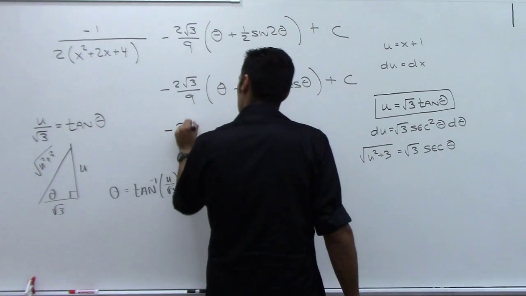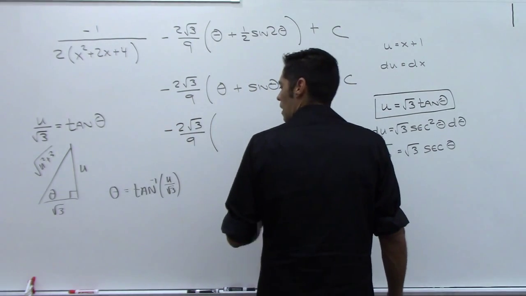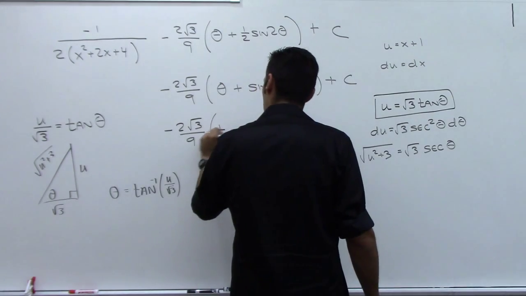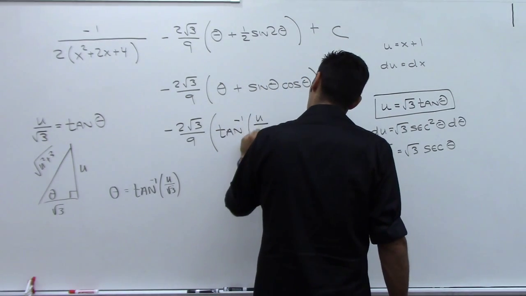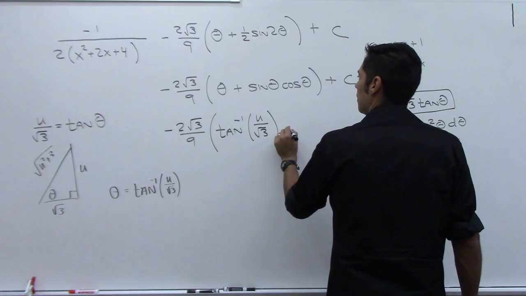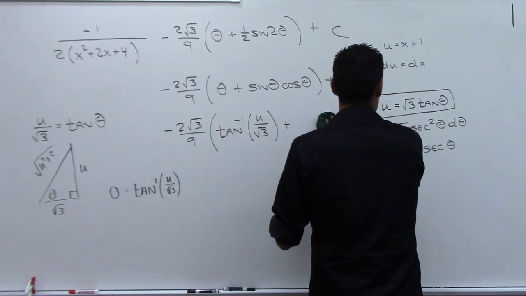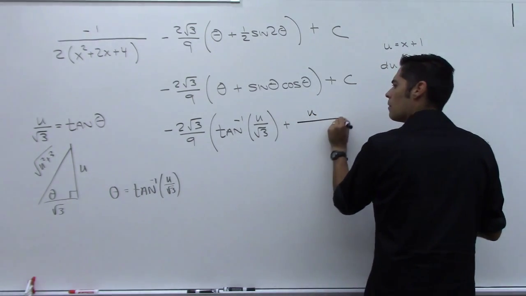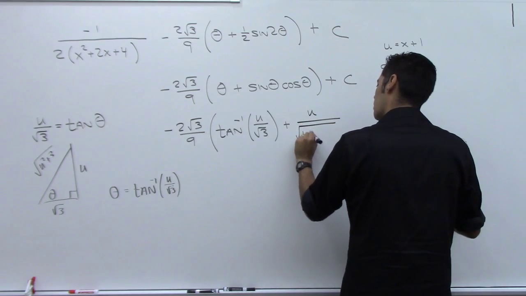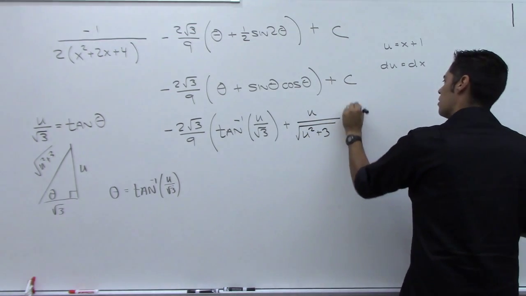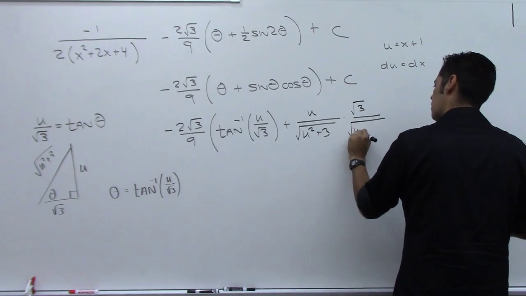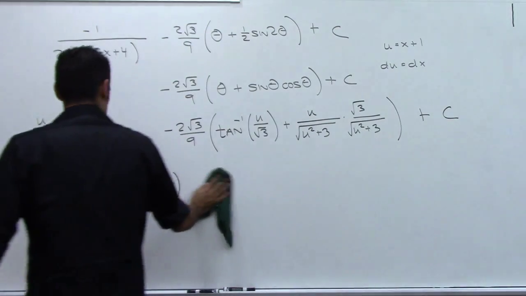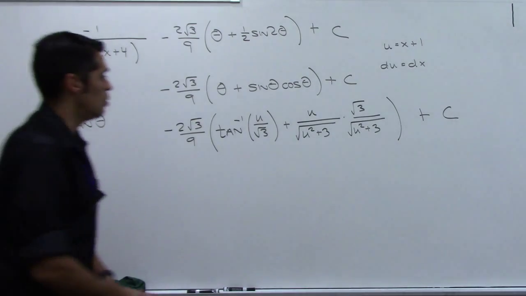So this is negative 2 root 3 over 9, and then this theta, which is going to be arctangent of u over root 3. And then I have plus sine theta, which is u over, what is it, root u squared plus 3 off my triangle, cosine theta, which is root 3 over square root of u squared plus 3, and then that's it, and plus c. And then we have to replace all of our u's with x plus 1.